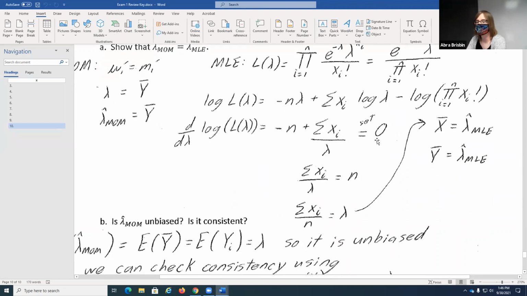We're setting the derivative equal to 0. And then we want to solve that for lambda. So add n to both sides of the equation. We have the sum of the x sub i's over lambda equals n. Multiply both sides by lambda and divide by n. So we have the sum of the x sub i's over n equals lambda. So lambda, our maximum likelihood estimator of lambda, is x bar.